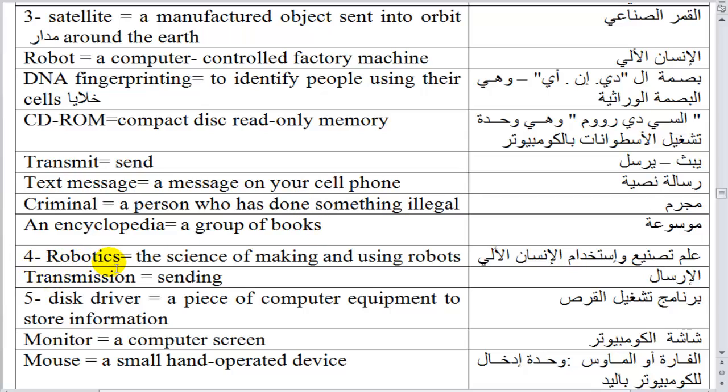4. Robotics. The science of making and using robots. Transmission. Sending. 5. Disk drive. A piece of computer equipment. Store information. Monitor.